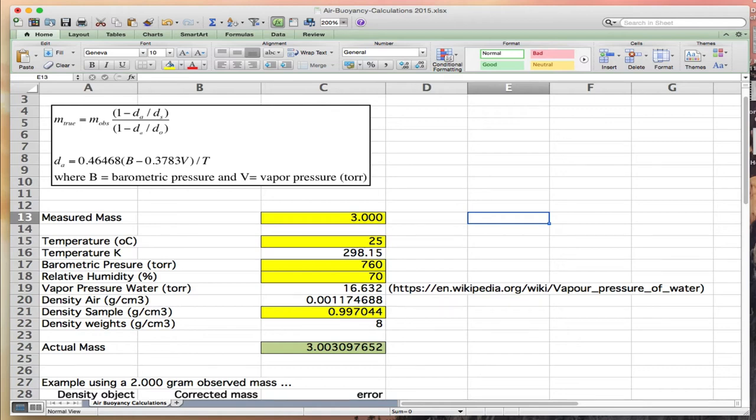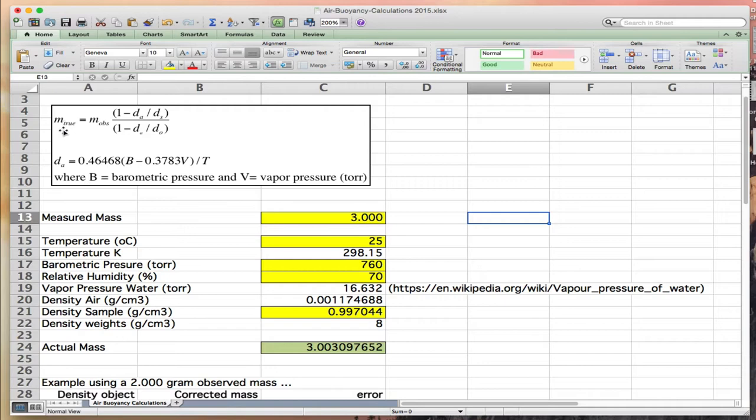This is an example of using Microsoft Excel to calculate air buoyancy corrections for quantitative mass measurements in a chemistry laboratory. As we discussed in lab, the buoyancy of air results in an observed net mass on the balance which is lighter if the object has a density less than the density of the weights, in this case 8 grams per centimeter cubed. It will give a negative error if the density of the object is more than the density of the weights.